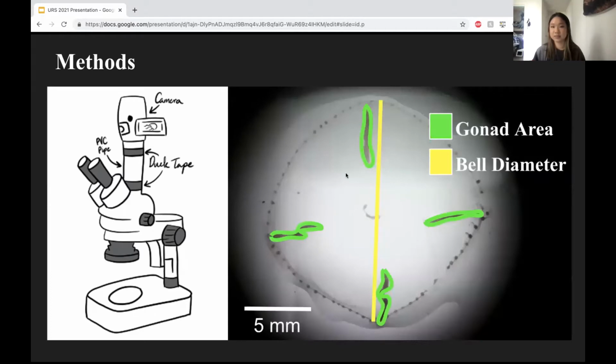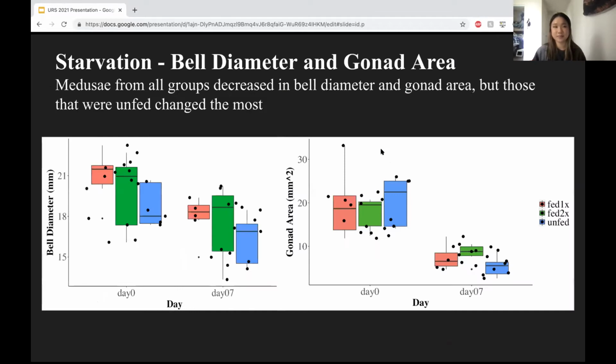And I analyzed the pictures using ImageJ. And for bell diameter, I just took a straight line across, whatever I could find was the best estimate of the bell diameter. And then for the gonad area, I traced each individual gonad a little bit more clearly than what I did here, and then added them all together for overall gonad area.